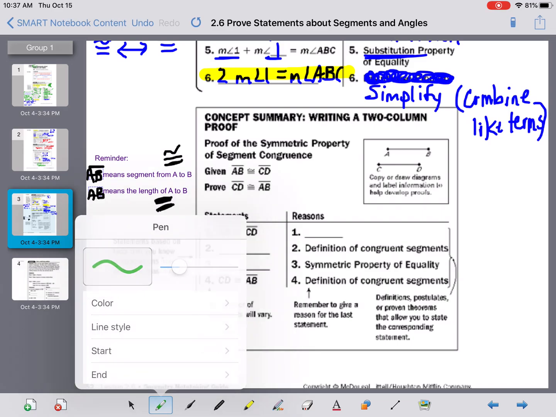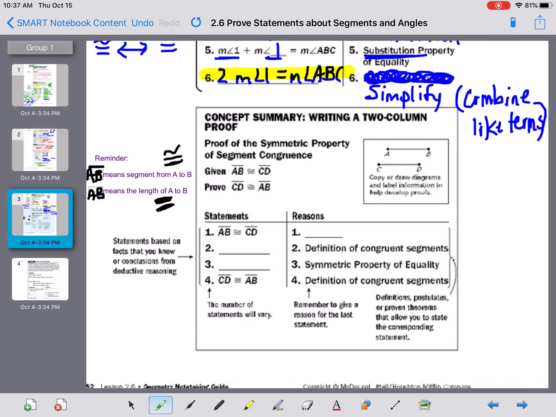All right, so let's walk through this proof. Super short one. Okay, first things first. Given segment AB is congruent to segment CD. Okay, so I mark it. Segment AB is congruent to segment CD. Always take your givens and mark them in the picture. So step one, how do I know segment AB is congruent to segment CD? It's given to me. All right, notice step two, definition of congruent.